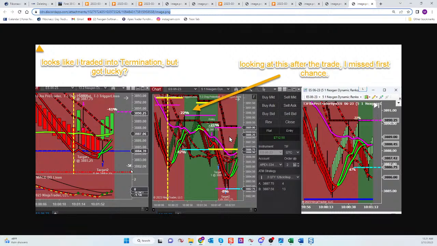NG, absolutely, you traded directly into a termination condition. That much momentum gave you a second test of the entry area. But certainly trading into the termination condition there.